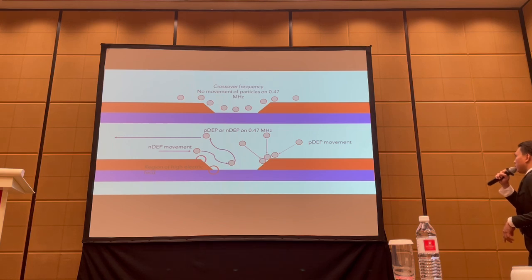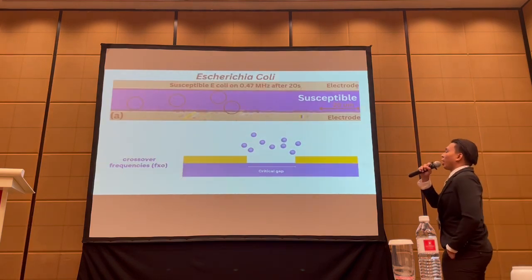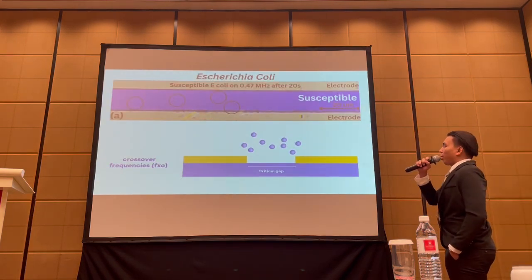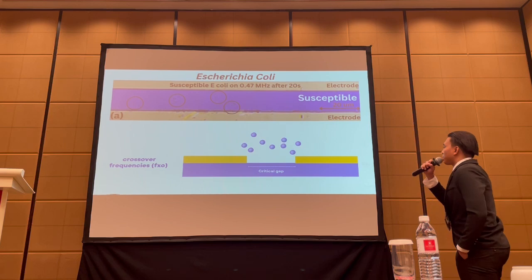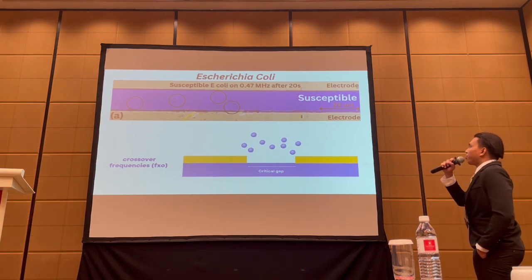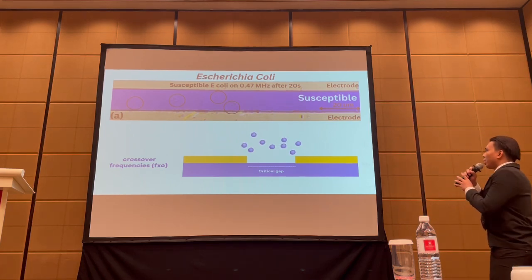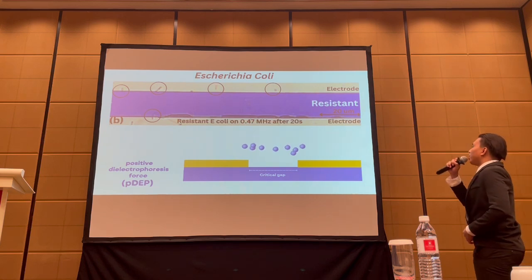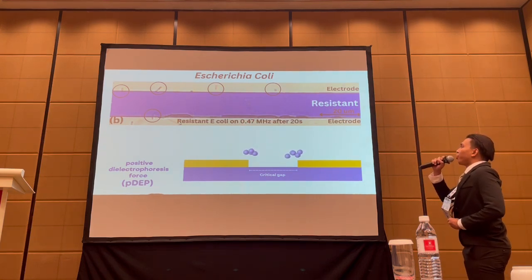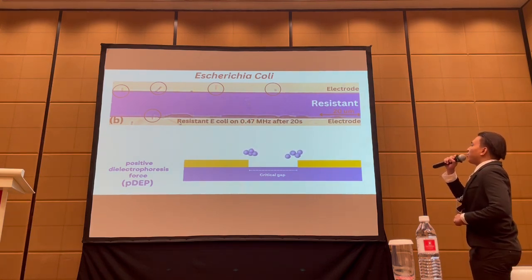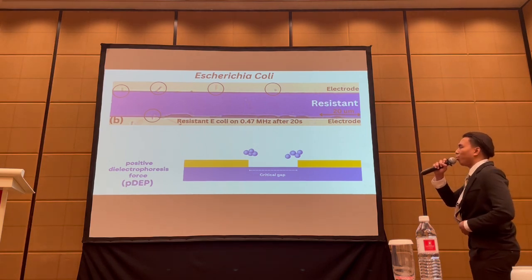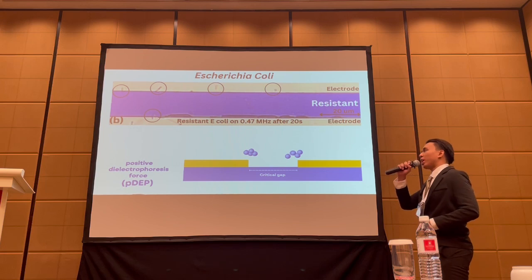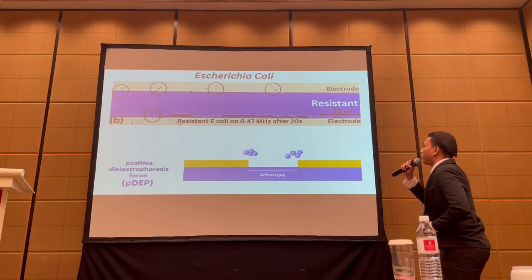Next. So this is susceptible E. coli. We verified our simulation by using susceptible E. coli at 0.47 MHz, and the response we got is the crossover frequency at 0.47 MHz for susceptible E. coli. And for resistant E. coli, at 0.47 MHz we got positive dielectrophoretic force, which is at the edge of the electrode. Why did we get different responses? Because of different minimal properties.